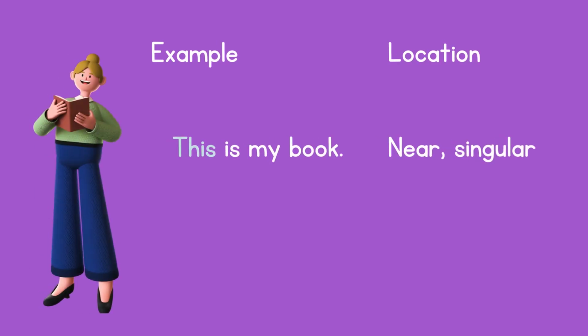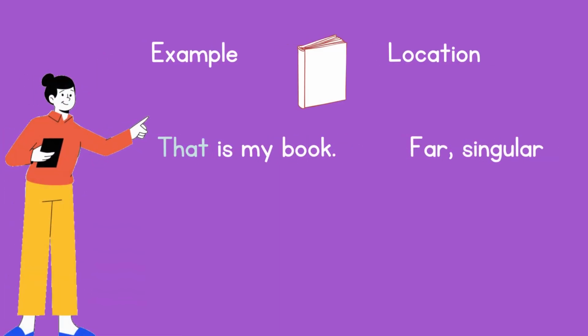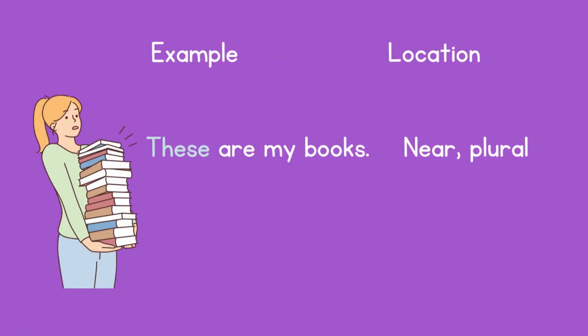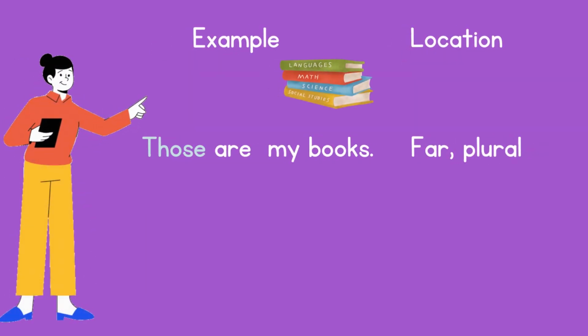This is my book. This refers to a single book that I am holding. That is my book. That refers to a single book that is across the room from me. These are my books. These refer to the stack of books that I am holding. Those are my books. Those refer to the stack of books across the room.